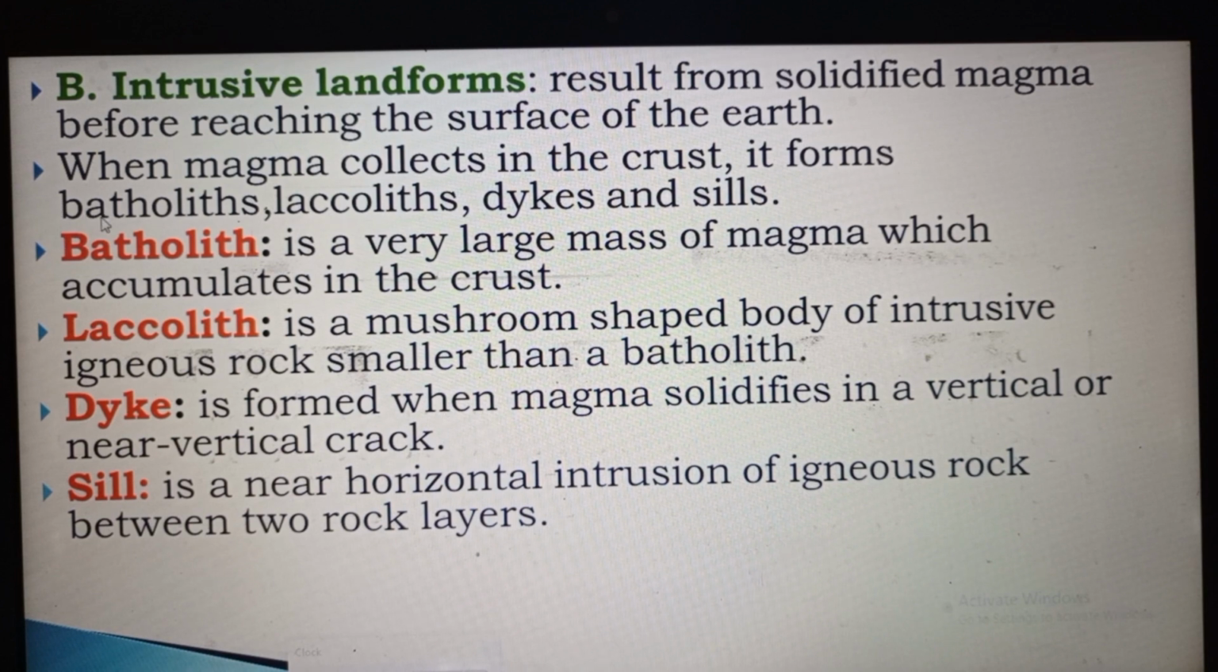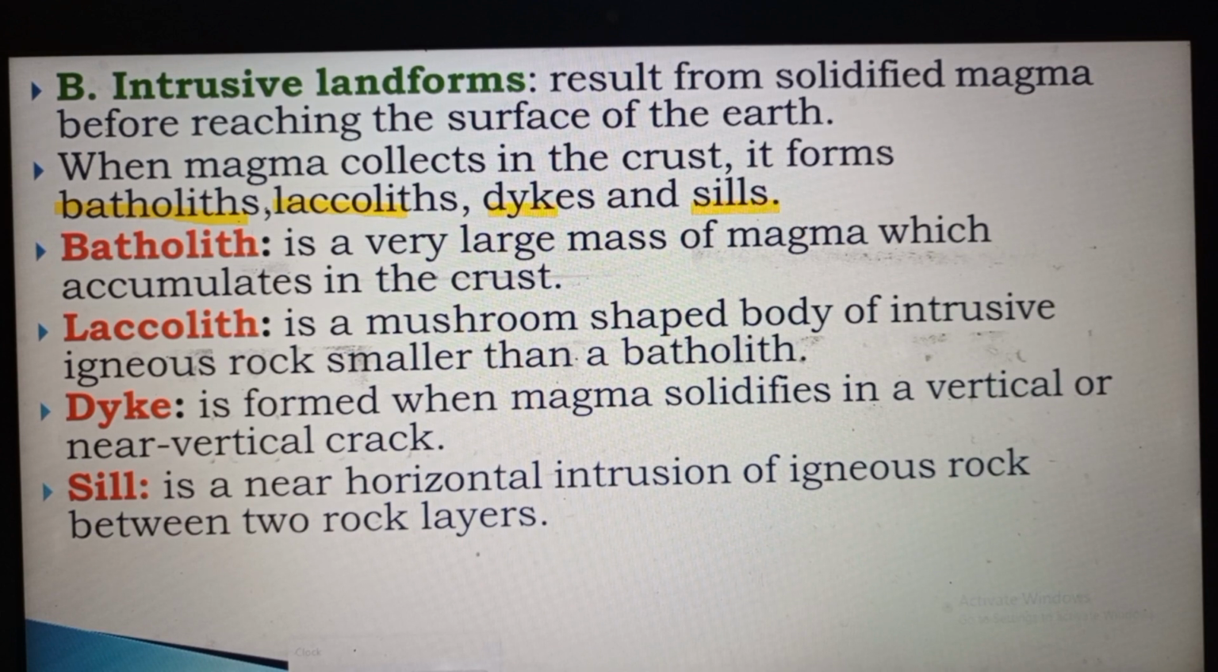When magma collects in the crust, it forms batholith, laccolith. Look, when magma solidifies underground it makes batholith, laccolith, dike, and sills. These are landforms formed due to the solidification of magma underground. Okay, now let us see one by one.